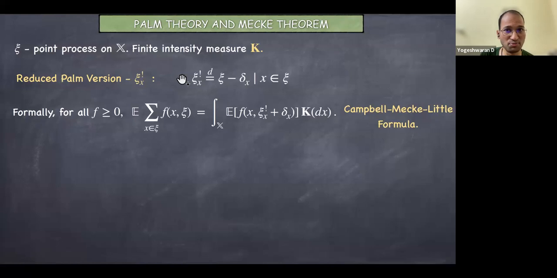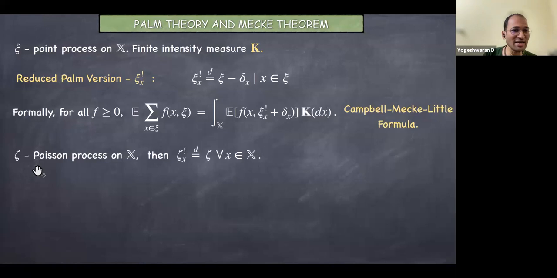Okay, and now if zeta is a Poisson point process, Mecke, or one can easily check that the reduced Palm version is, in distribution, a Poisson process. So that is, the reduced Palm version is the same as a Poisson point process. The distribution doesn't change at all. This is a property of a Poisson point process.